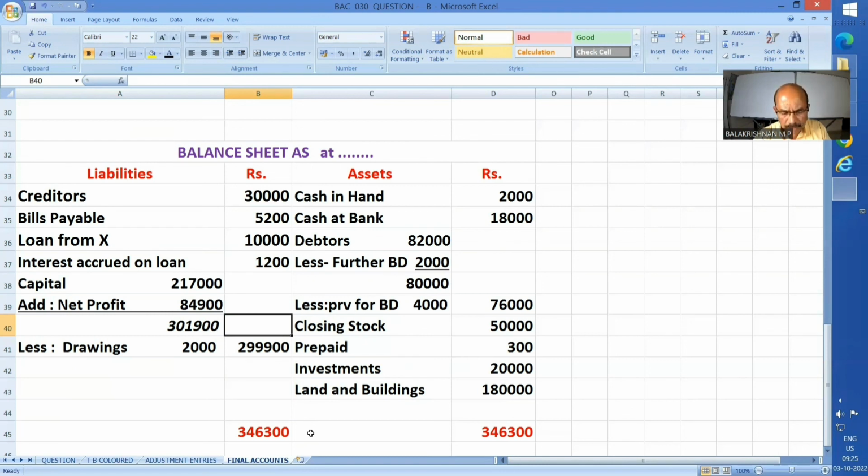So let there be n number of complex adjustments, if you have got a basic trial balance and if you have carefully learned how to adjust each item, certainly the trial balance has to eventually lead to a tally balance sheet.